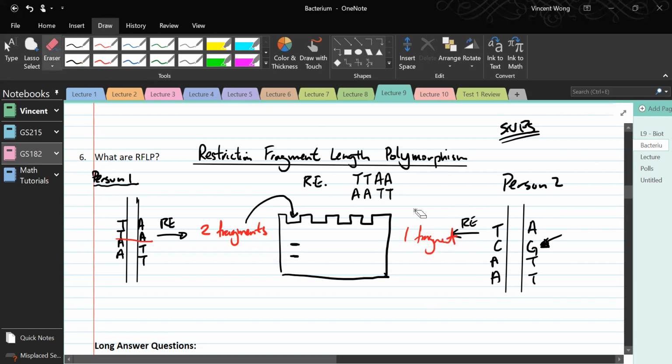Okay, and if you load it on a gel, then you would just have one big fragment, one sequence. Okay, so just by looking at this, I'll be able to tell whose sample is who, right?